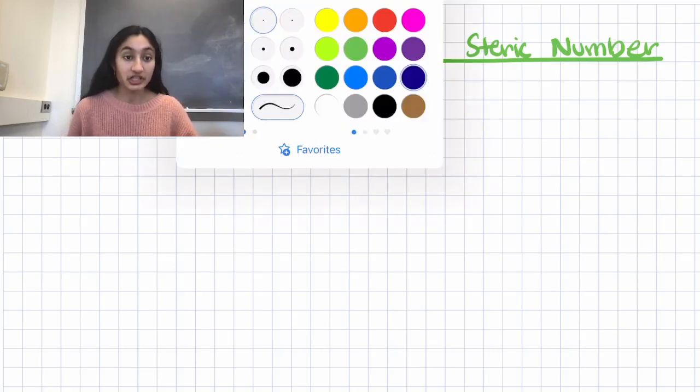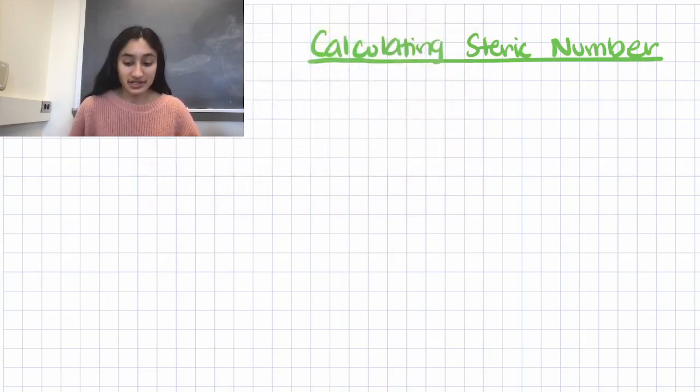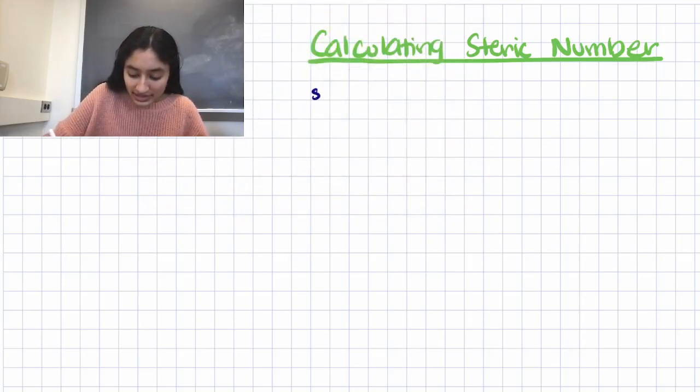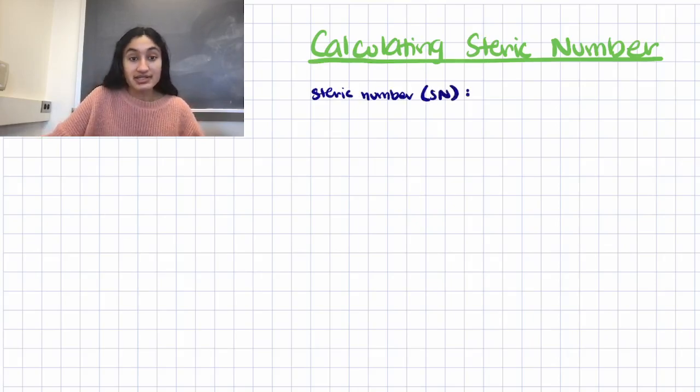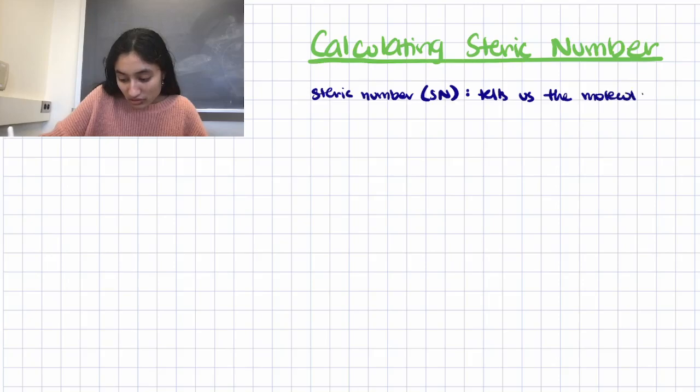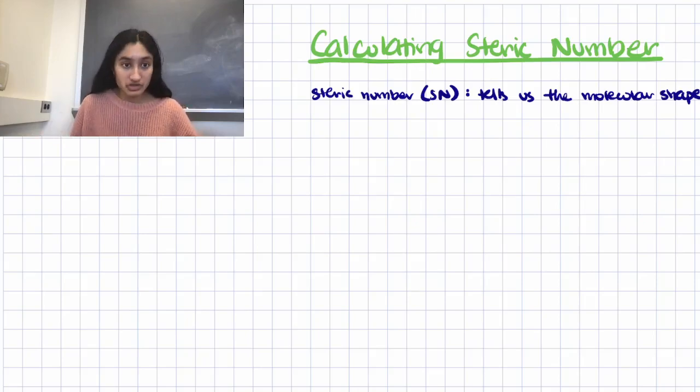In this video, we're going to go over how to calculate steric number. So why is steric number, or SN, important to us? It's important because the steric number tells us the molecular shape, which is why one of the first steps when you're asked to draw any Lewis structure will be to calculate the steric number. So how do you calculate steric number?